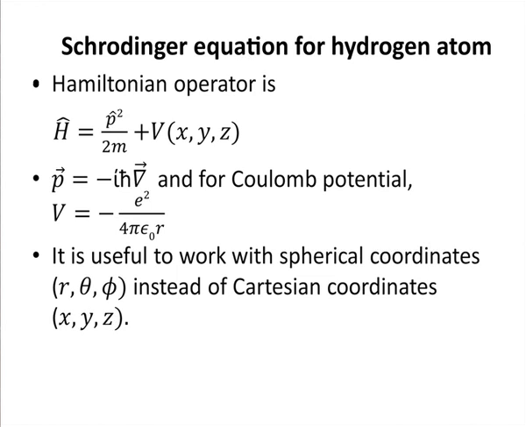The Hamiltonian operator is H = p²/2m + V, that is the potential, and p = -iħ∇, and for the Coulomb potential V is -e²/(4πε₀r), that is the Coulomb potential. So, armed with these we write the Schrodinger equation, and now it is useful to work with the spherical coordinates r, θ, φ instead of Cartesian coordinates x, y, z. Ultimately, both r, θ, φ and x, y, z give you the position of the particle.